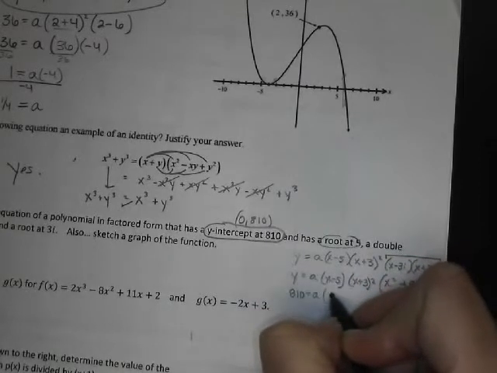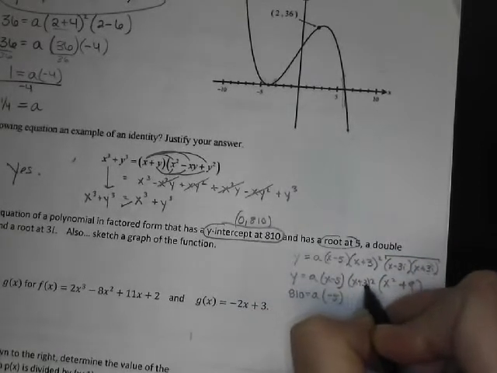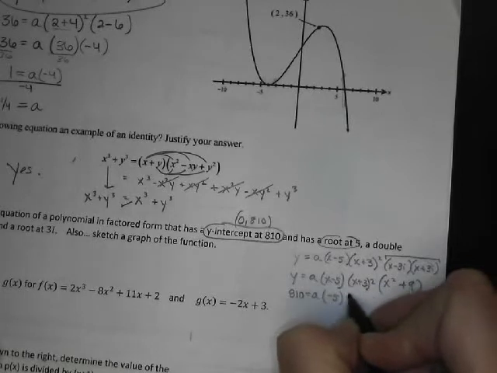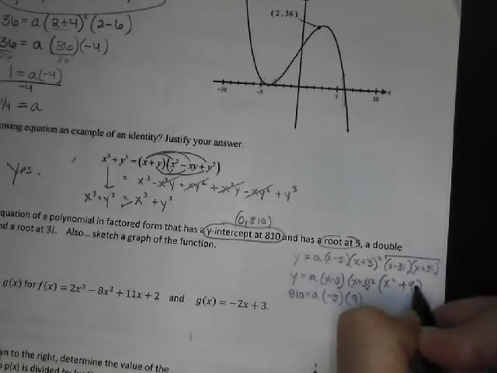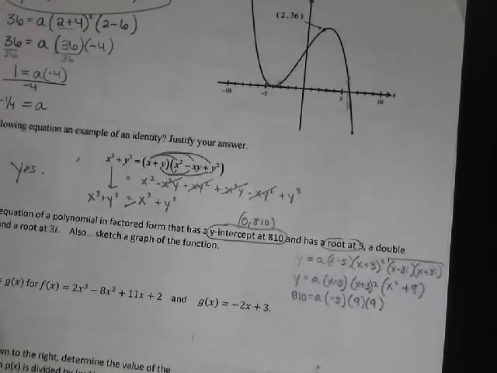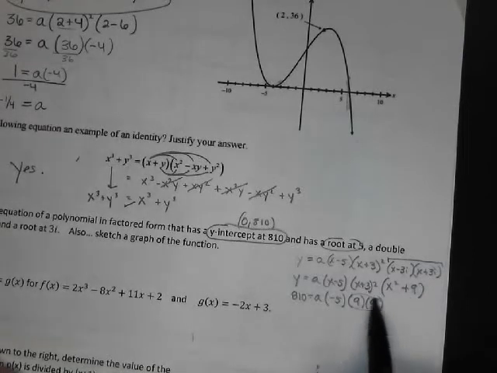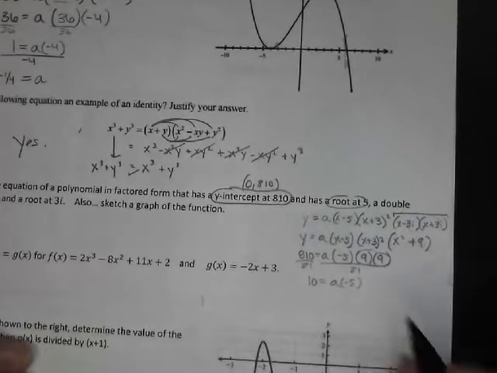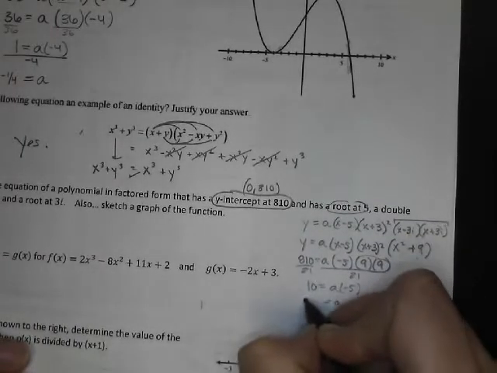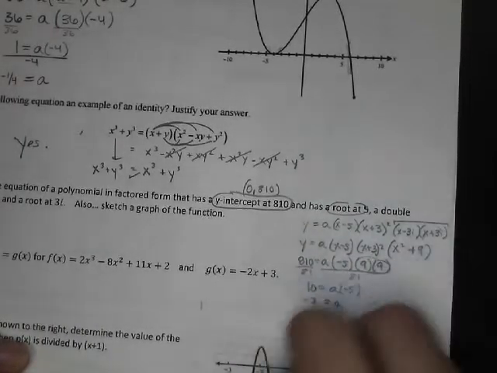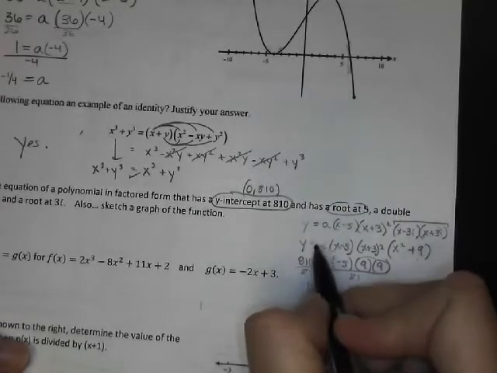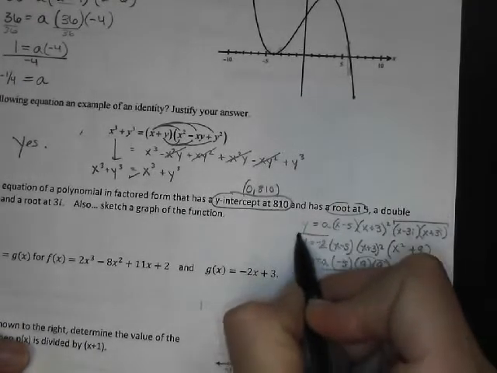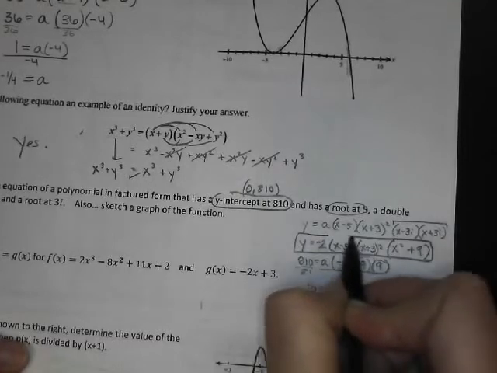0 minus 5 is negative 5. 0 plus 3 is 3, but squared is 9. And 0 plus 9 is 9. I see 81 there, so I'm going to get rid of that first because I know that in my head. So I get 10 equals a times negative 5. Divide by negative 5, and a equals negative 2. I go back up to this step, right here, replace my a with negative 2. There's my answer.